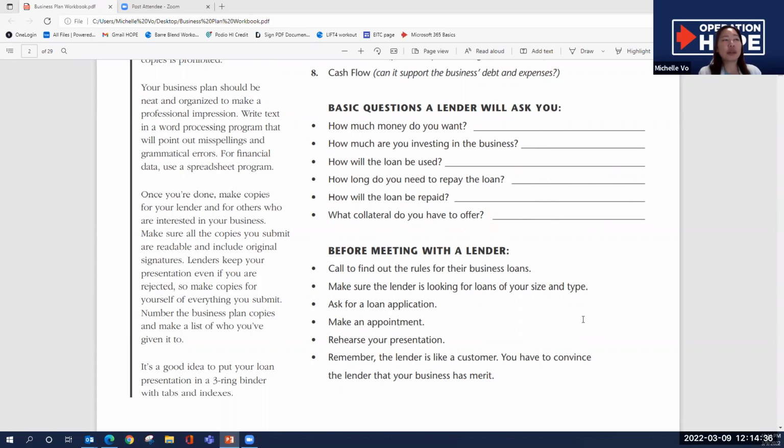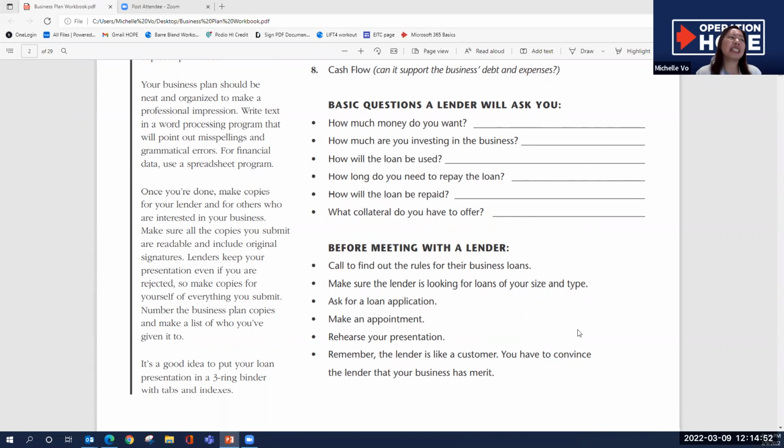Of course, how much money do you need? How much are you investing in the business? How will the loan be used? How long do you need to repay the loan? And how will the loan be repaid? What collateral do you have to offer?